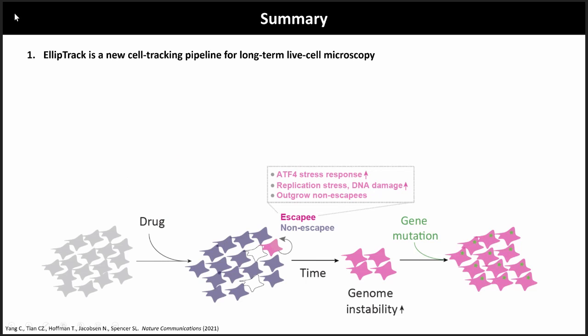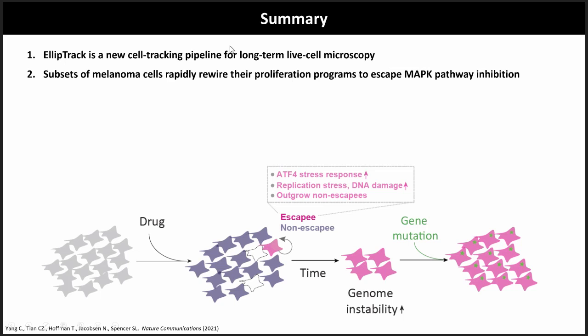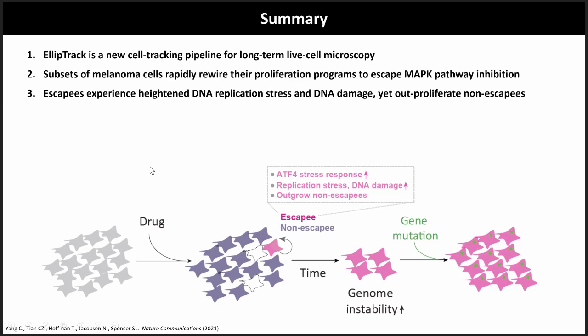So to summarize, I told you about ELIPTRAC, this new cell tracking pipeline for long-term live cell microscopy. If anyone is interested, we're happy to help you get started with it. With this pipeline, we were able to find that subsets of melanoma cells can rapidly rewire to escape MAP kinase pathway inhibition and re-enter the cell cycle in just a matter of a couple of days. These SKPs experience heightened DNA replication stress and DNA damage, yet they outproliferate non-SKPs, suggesting they could be a seed population that enables drug resistance.